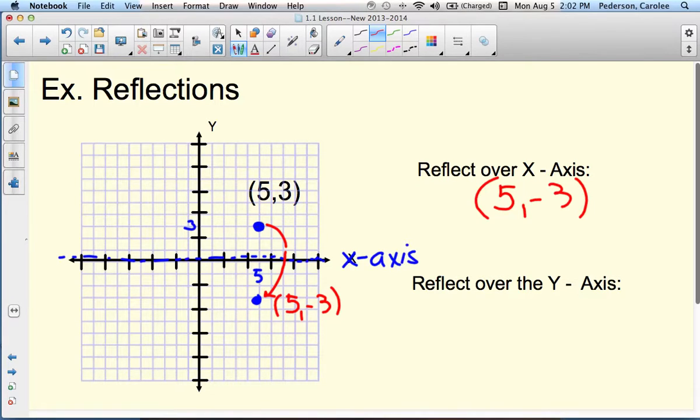Now let's do the other reflection. Where would our ordered pair have reflected about the y-axis? So our y-axis is our vertical line. Imagine folding this piece of paper along this vertical line, and where would the ordered pair end up? Well, it's going to be -5 and then up 3. So imagine flipping it, and it ends up right here, (-5, 3).